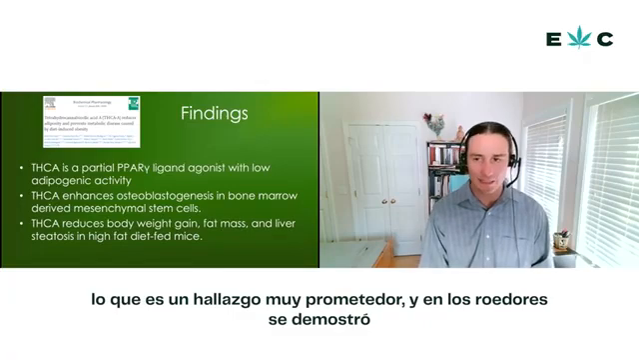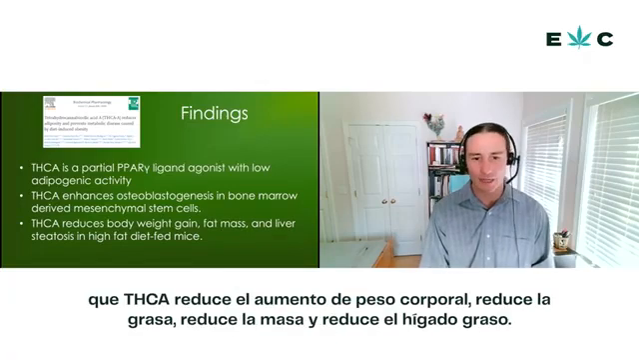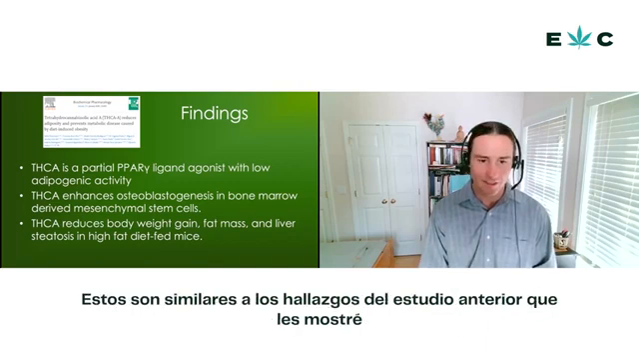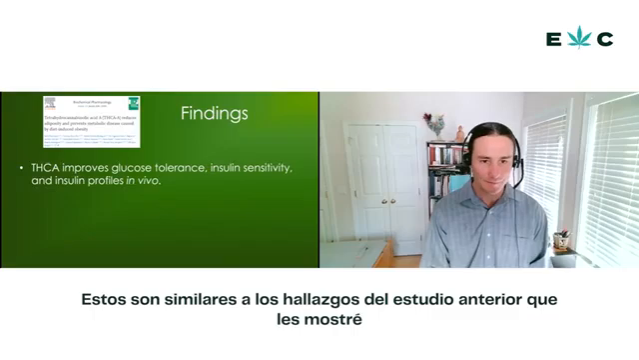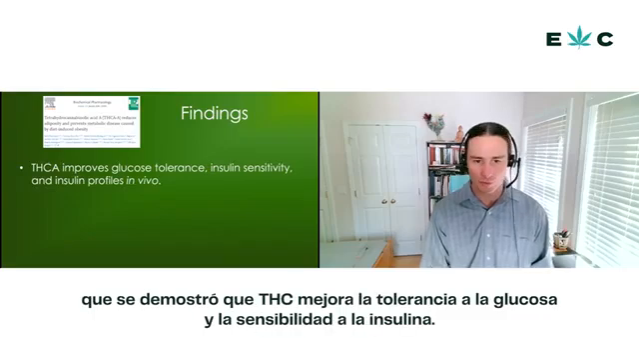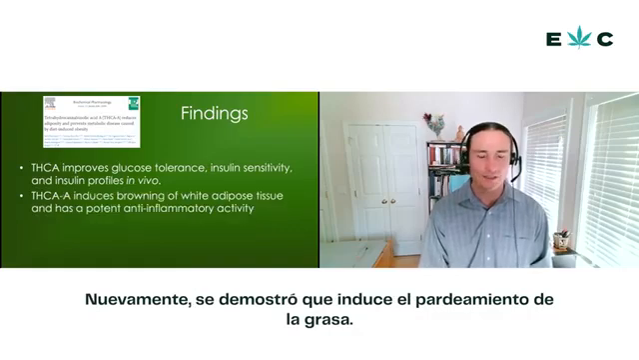And in the rodents, THCA was shown to reduce body weight gain, reduce fat mass, reduce fatty liver. These are similar to the findings in the previous study that I showed you. THCA was shown to improve glucose tolerance and insulin sensitivity again. It was shown to induce browning of the fat.